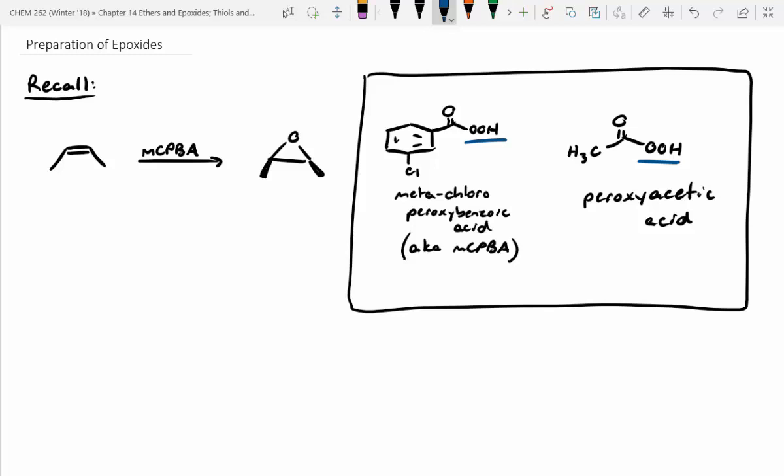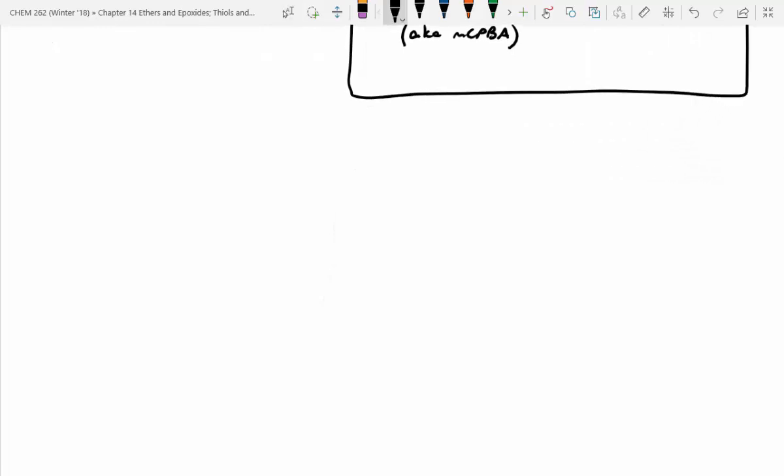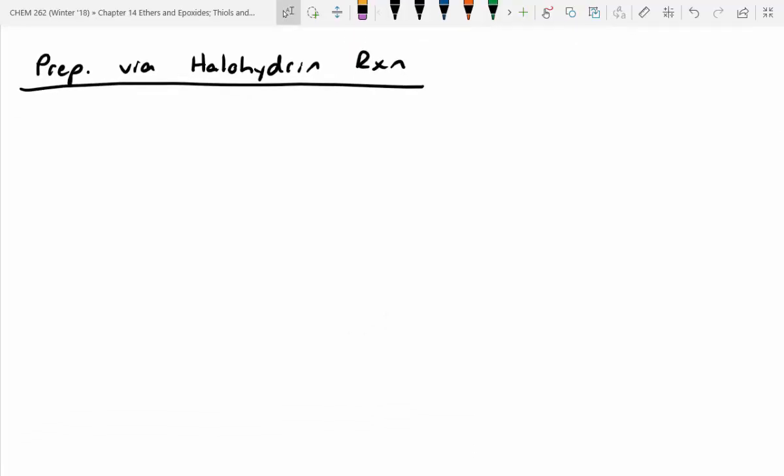Okay, so these epoxides are incredibly versatile and useful. However, there is one other way to make them. This method is the most common. However, you can make them via a halohydrin reaction. And we haven't quite seen this yet. However, let's review our halohydrin reaction. What reagents do we need to install a bromine and an alcohol across the double bond? Yeah, bromine and water, right?